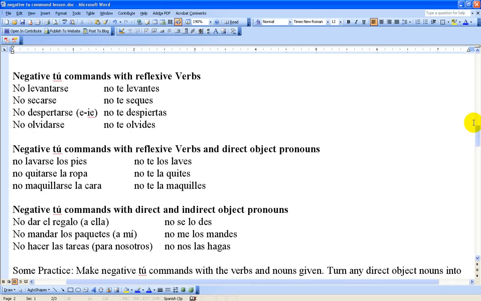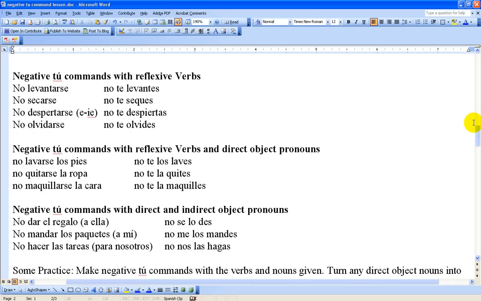First one is going to be with reflexive verbs. So these are the verbs that end in se. I've got 4 examples here for you. There are 2 steps involved for most of these. The first thing you have to do is take the se off of the end of the verb, put it in front of it, and then change it to te. Remember that we're doing tú commands, so the reflexive pronoun for tú is te, so that's why we change it to te.